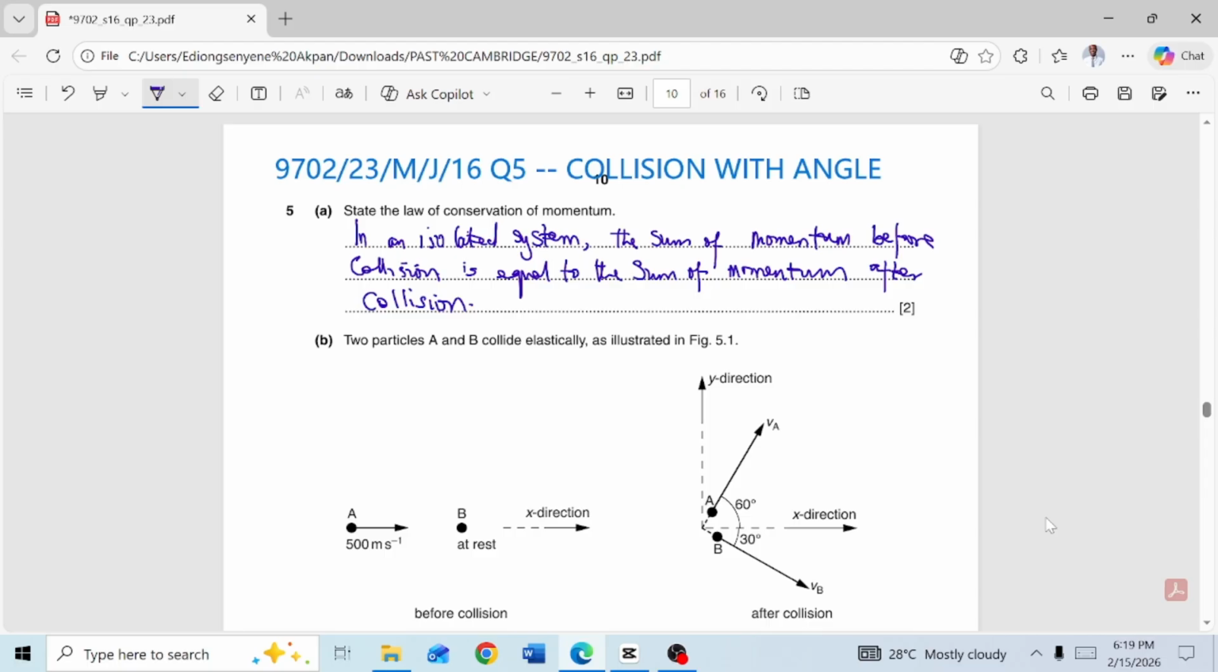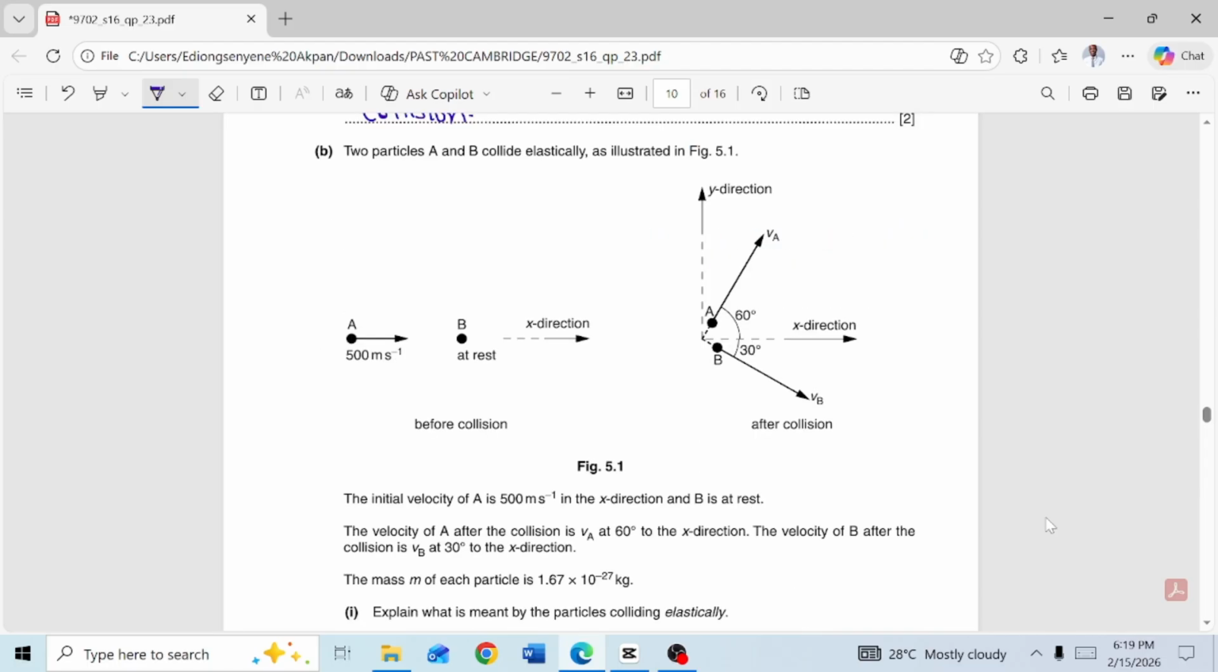Next question. Two particles A and B collide elastically as illustrated in figure 5.1. A has 500 meters per second and B is at rest. They collide and A has an angle of 60 degrees while B has an angle of 30 degrees after collision.